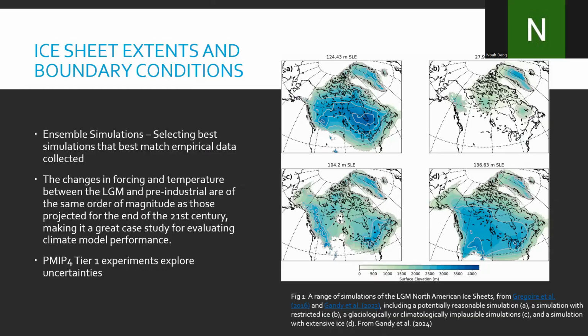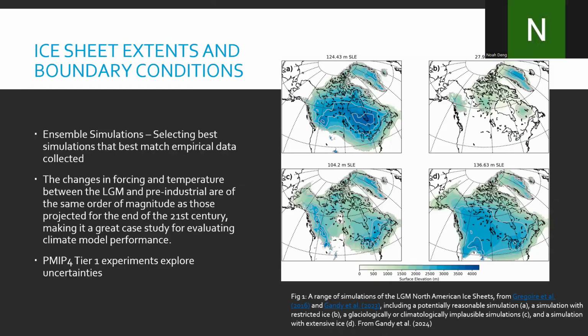These models must use accurate ice sheet boundaries as boundary conditions, since these can impact atmospheric circulation and feedback. Gandy et al. evaluated which simulations matched known paleo data. Of the simulations chosen on the map, some closely match empirical observations, which include deglaciation ages, margin reconstructions, and flow patterns, like Figure A here, while others do not, like Figure B, too little, and Figure D, too much. Selecting the best simulations is crucial because these ice sheets strongly influence atmospheric circulation and climate feedbacks.